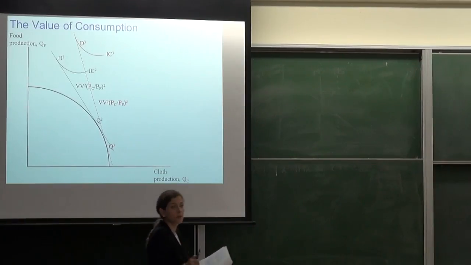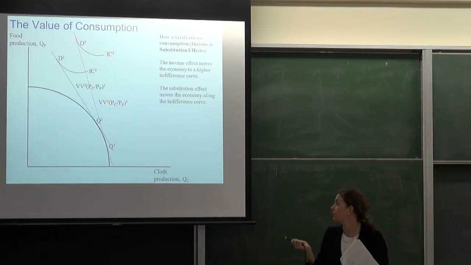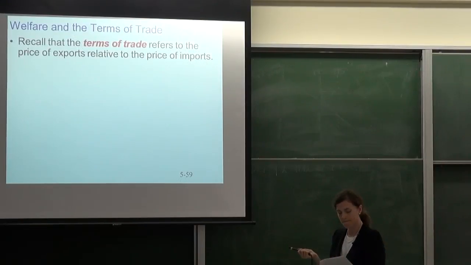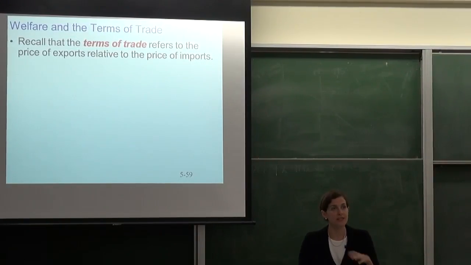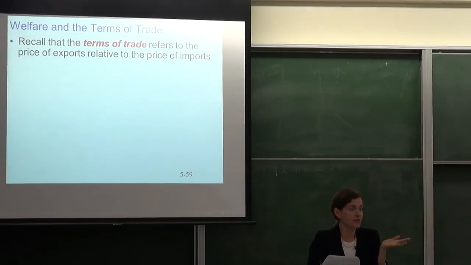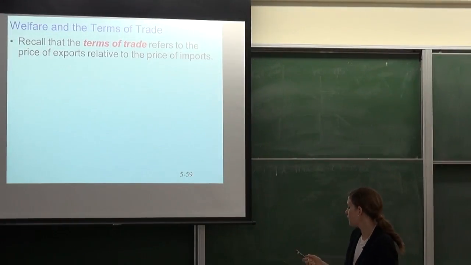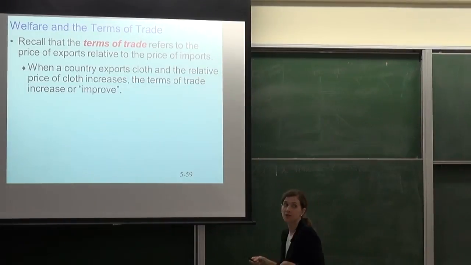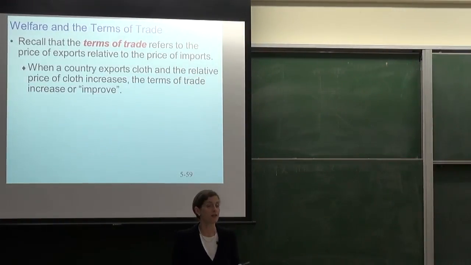Okay, now remember, what are the terms of trade? The terms of trade are the price of exports relative to the price of imports. So if our country is a cloth or silk exporter, which it is, and the relative price of cloth or silk rises, again, because of this tariff, well, the terms of trade for this economy have increased or improved. We say the terms of trade have improved because the relative price of the export good has risen. An improvement in the terms of trade raises the economy's welfare.